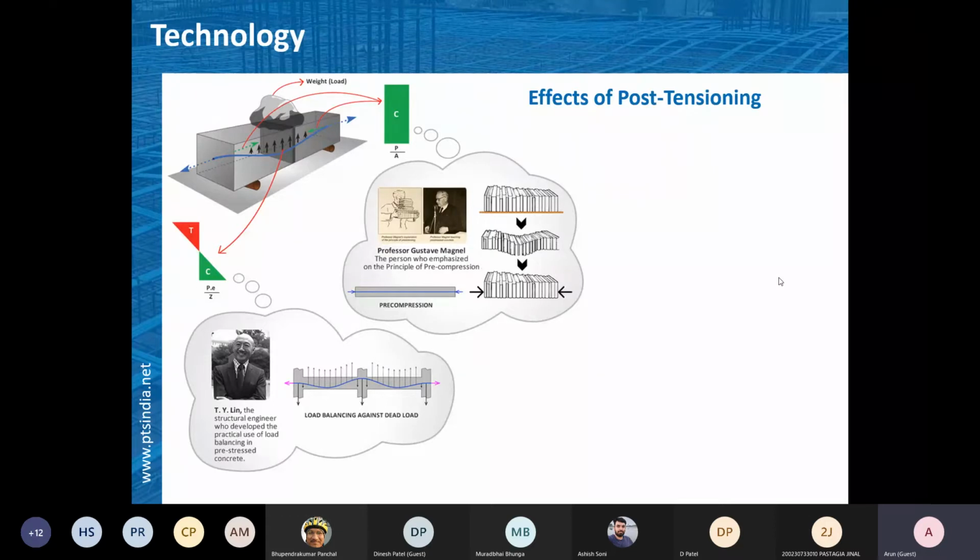You can see, graphically, this is the pre-compression P by A. This is the example. And for this load balancing, this is the diagram, or you can say stress diagram, that is generated in the midspan of this beam when your cable has this kind of blue color profile. That is, you can say, a reverse parabola.